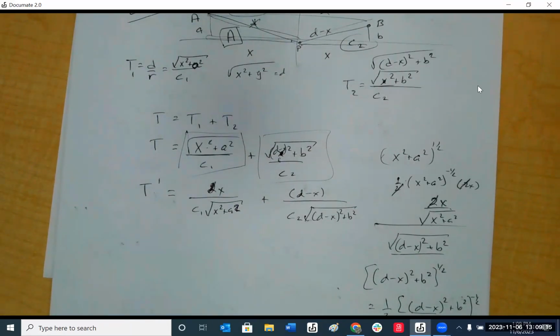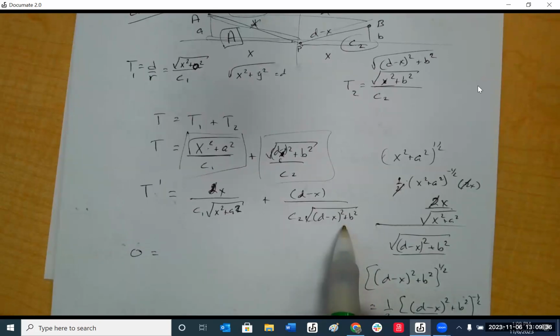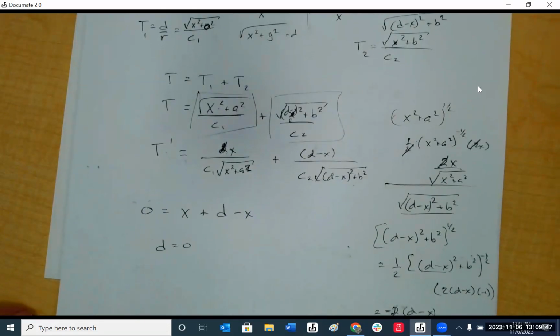Holy smokes. And this is why we don't do physics. We're looking for the time of travel to be a minimum. So we don't have to worry about the bottom, all we do is worry about the top: x plus d minus x. So we need that to equal 0.